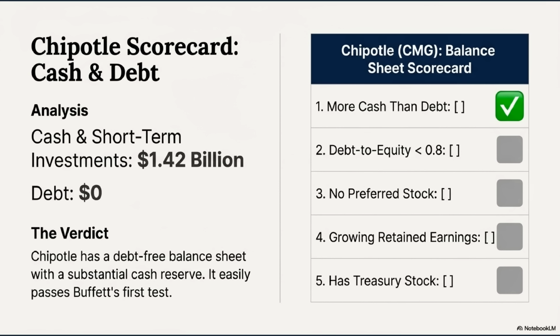Okay, that brings us to the final rule, rule number 5, which is all about capital allocation and management's respect for shareholders. Treasury stock. The standard here is simple. The company must have some treasury stock on the balance sheet. And ideally, that figure should be growing. Let's just clarify that for everyone listening. Treasury stock is just the cumulative amount of the company's own shares that it has bought back from the market. It's the result of stock buybacks.